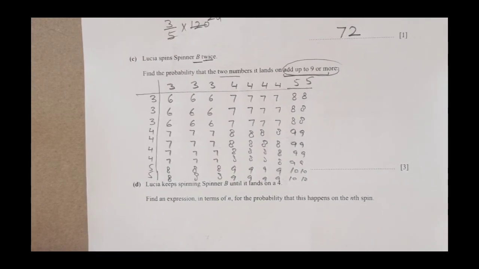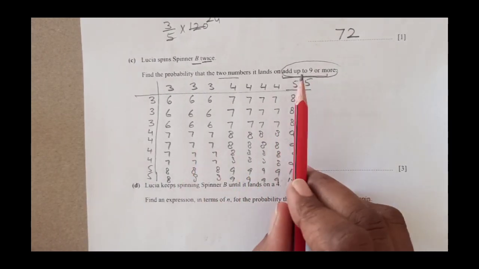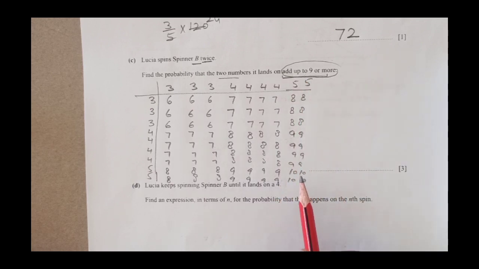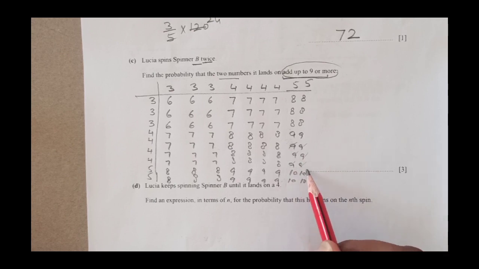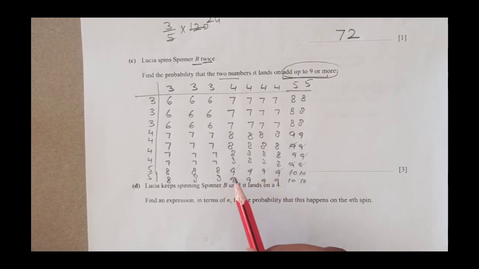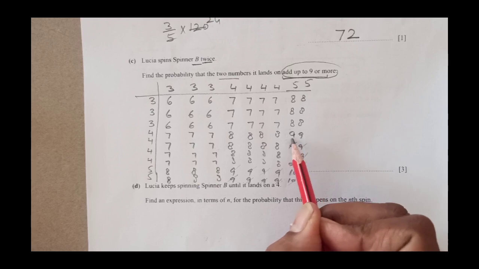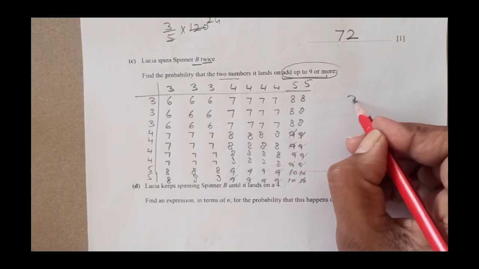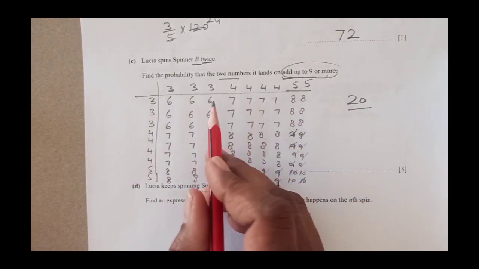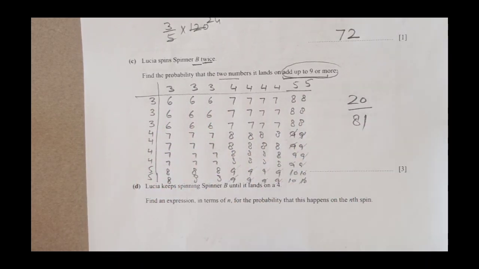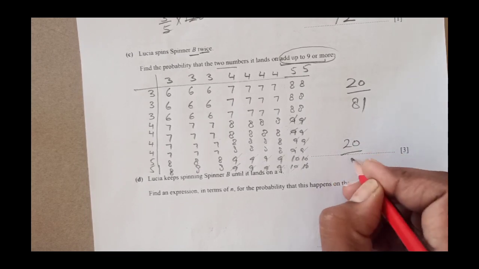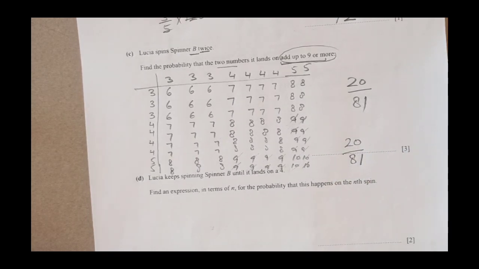So once the sample space is complete, then you can count those that add up to 9 or more. 9 or more we have here: 1, 2, 3, 4, 5, 6, 7, 8, 9, 10, 11, 12, 13, 14, 15, 16, 17, 18, 19, 20. So it's 20 out of 9 times 9. This side we have 9, this side we have 9. Total outcomes are 81. So the final answer is 20 over 81, right?